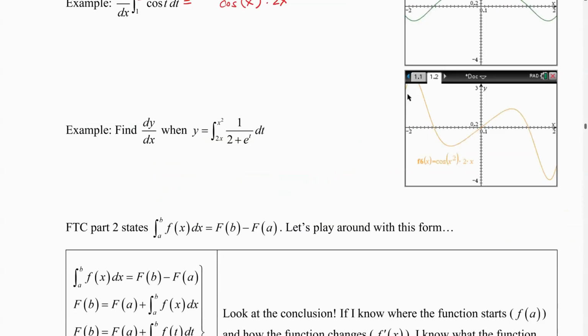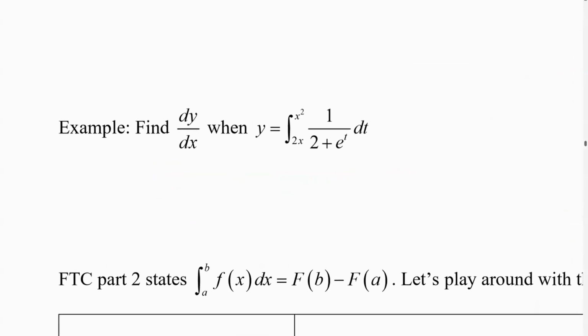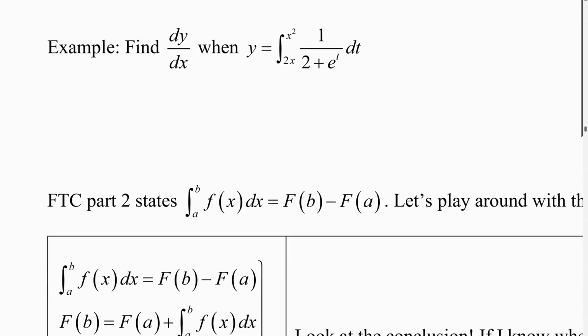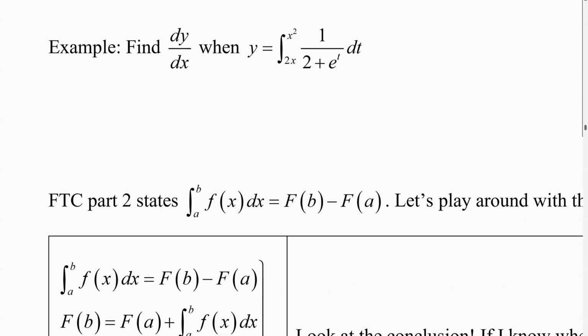Right? But what if both the top and the bottom have functions of x? All right. Let's think of this one this way. I'm going to take the derivative of the integral from 2x to some constant a of 1 over 2 plus e to the t dt. And then I'm going to add to it the integral from a to x squared of the same.